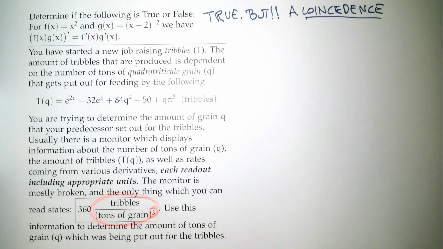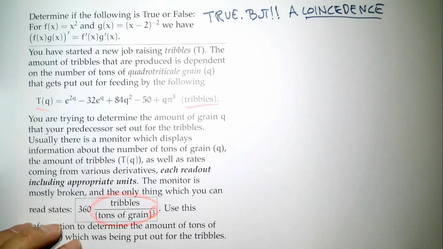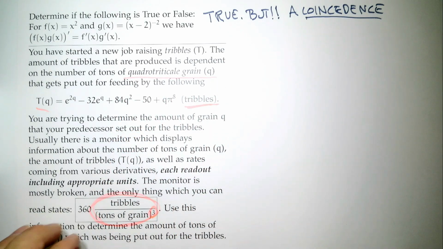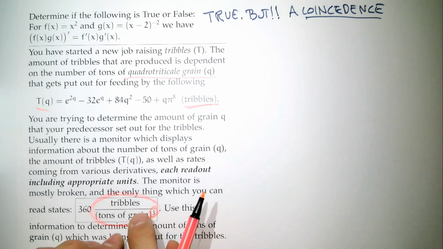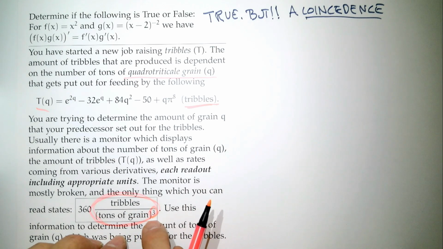So let's think about it. So we have data, but see, it's not just a number, it's a number with units. So the units tell you something. So think about what's happening here. So our function t is a function where the units are tribbles. Our input is based on the amount of quadrotriticale that you've put in. So what we have are the units of the output over the units of the input cubed.